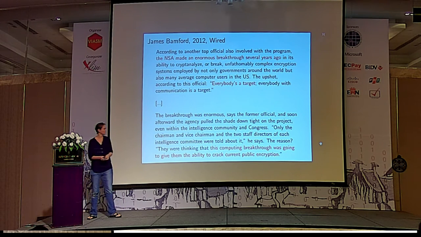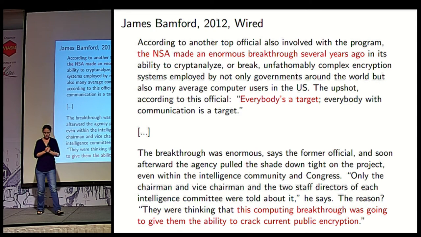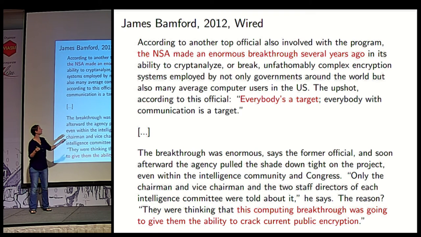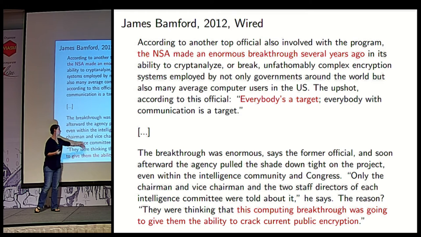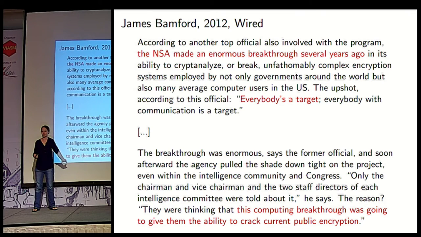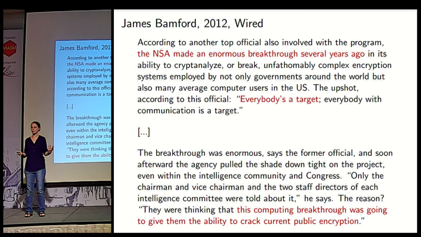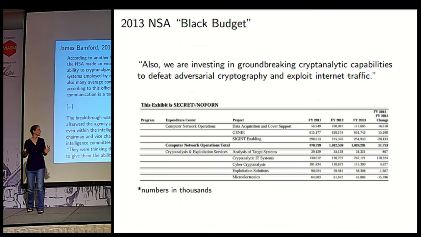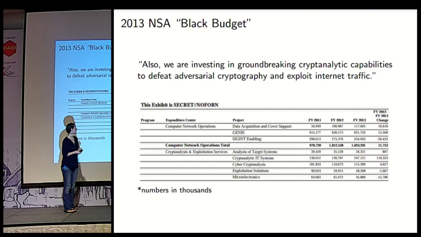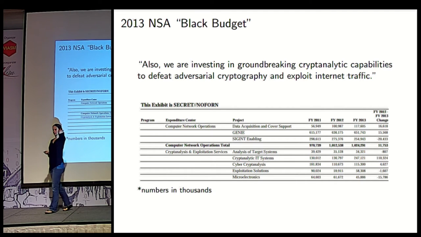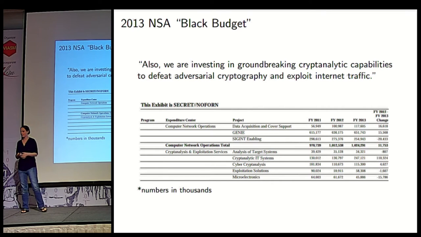So there have been persistent rumors that the United States government, the NSA, has made some kind of massive cryptanalytic breakthrough for many years, even predating the Snowden leaks. Here's an article from 2012 from James Bamford in Wired, repeating rumors that the NSA has made some kind of enormous breakthrough several years ago in cryptanalysis. Everybody's a target. This computing breakthrough is going to give them the ability to crack current public encryption. He speculated that this was something having to do with AES. That seems a little bit unlikely. So we now know from the Snowden leaks that the NSA has billions of dollars a year in computing resources, and that they naturally have priorities of investing in groundbreaking cryptanalytic capabilities.